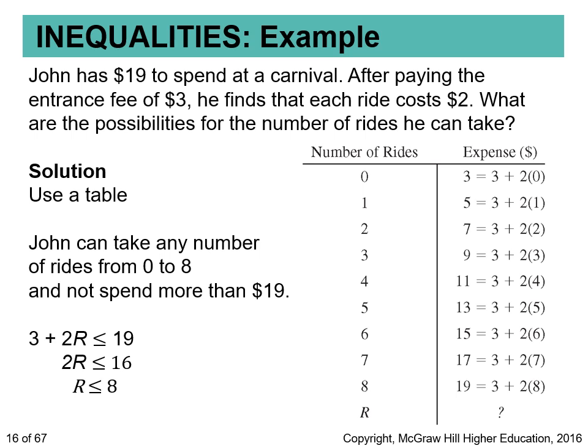Now you could do that with an equation or an inequality in this case, because he can't spend more than $19, but he could spend less than $19. So if I subtract 3 from both sides, I get 16. Divide by the 2, and he can take as many as 8 rides.